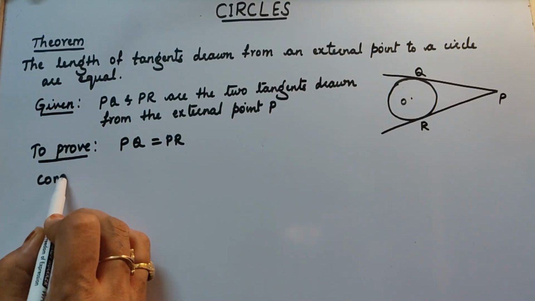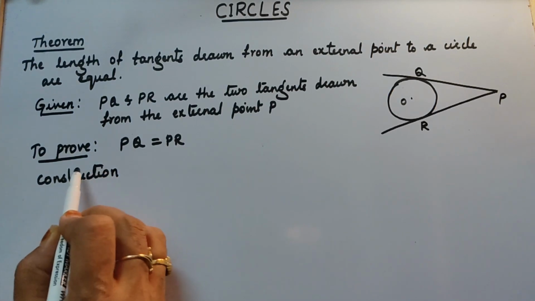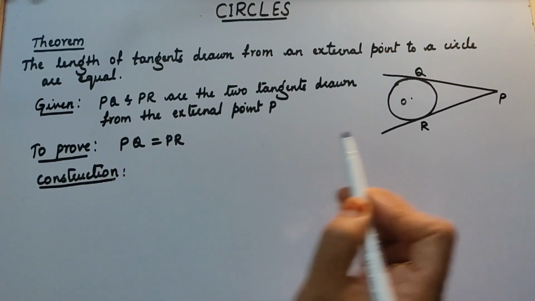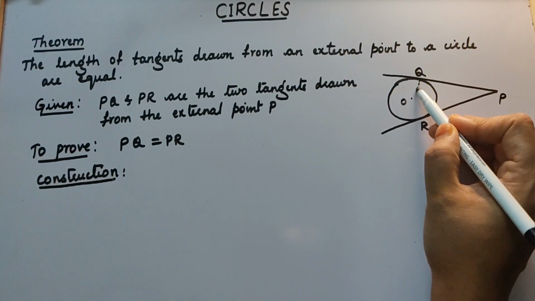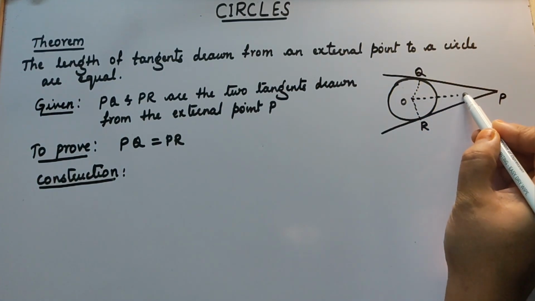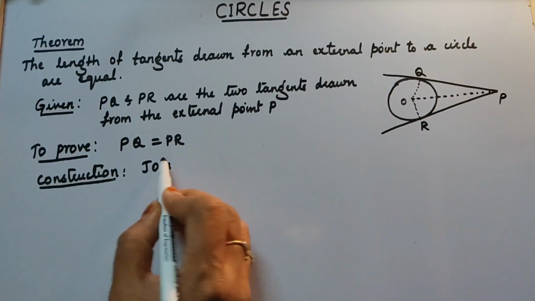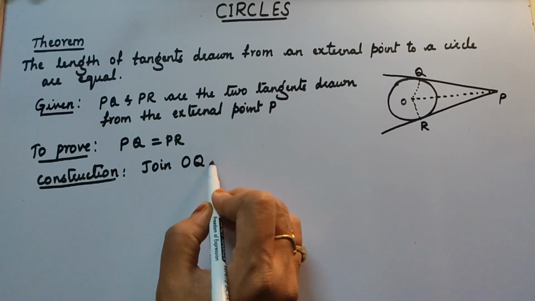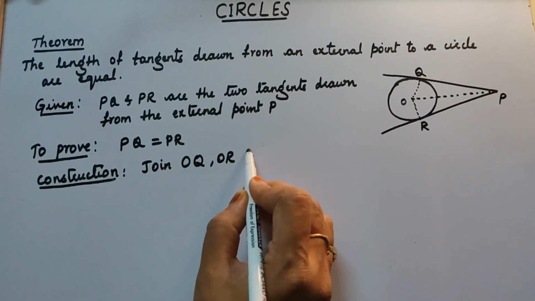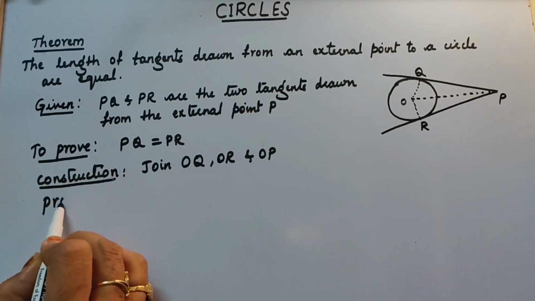Now let us do some construction. What construction can we do here? Let us join OQ, OR as well as OP. Join OQ, OR and OP. Now what is the proof?